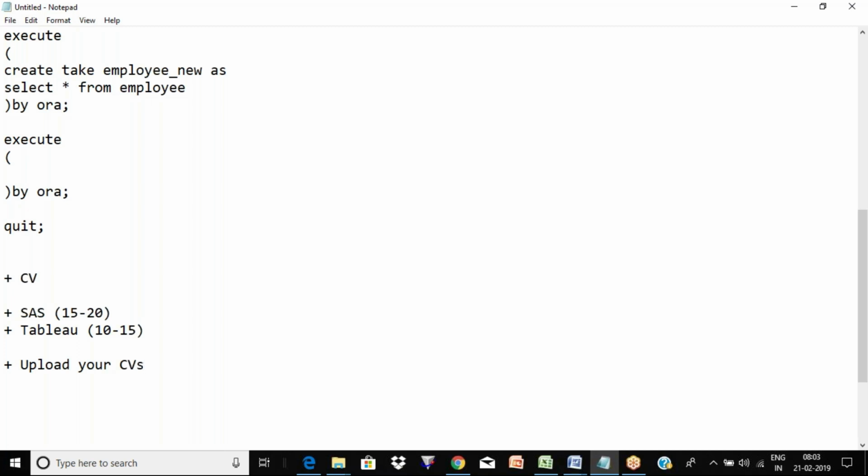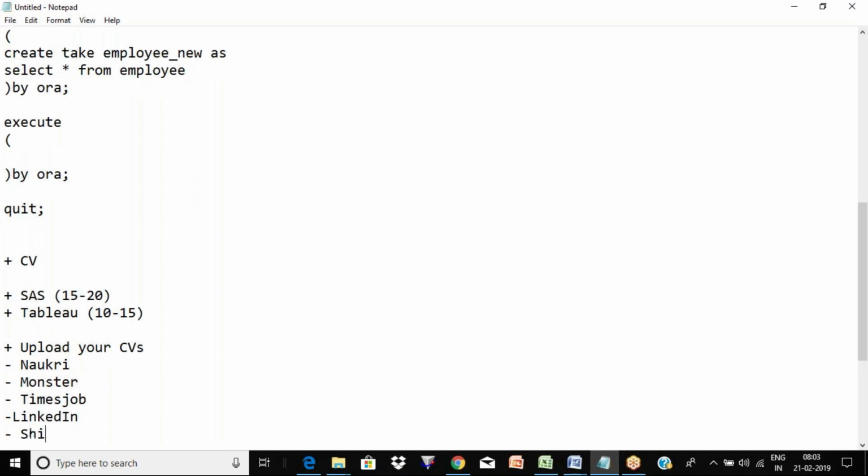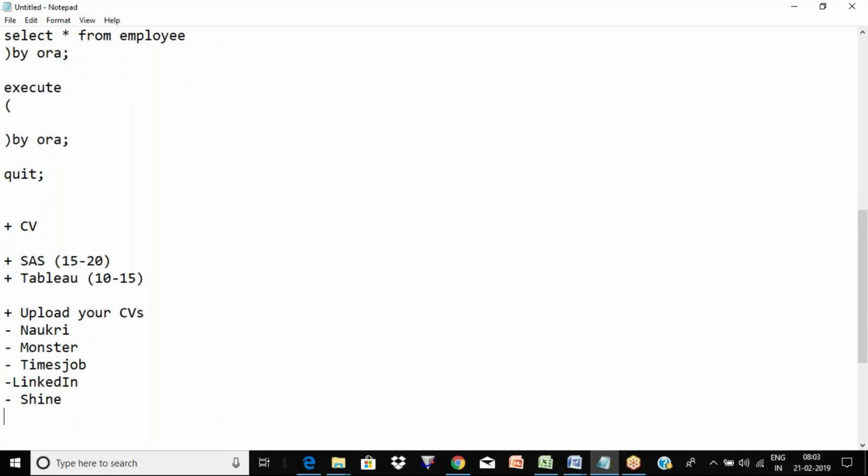Where do you upload? Onto all the job portals like Naukri, Monster, TimesJobs. You can put it on LinkedIn, you can put it on Shine. There are a lot of sites where you can create your account and upload your CVs. Having said that, some of you might be very comfortable in SAS and Tableau. In that case, don't wait. You can go and upload your CV.